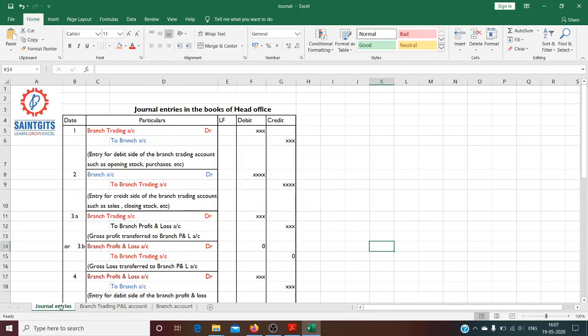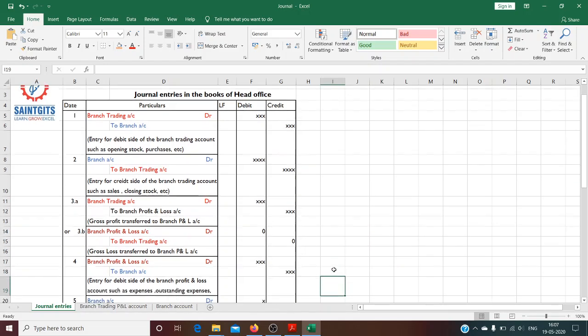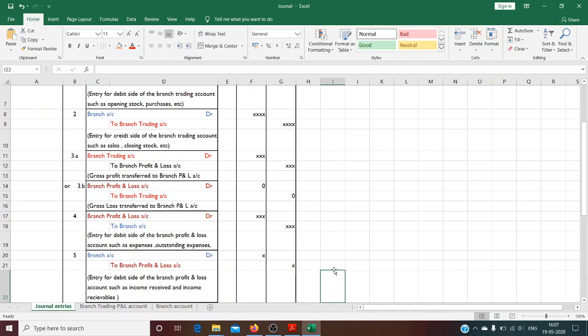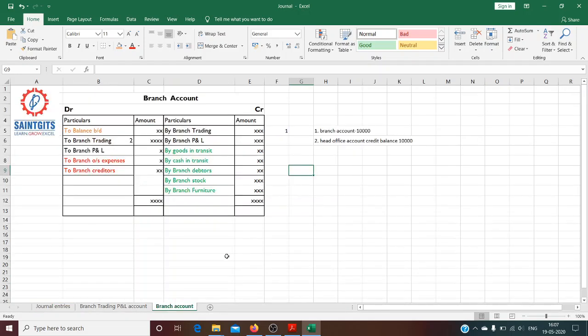Now we'll consider the fourth entry, branch profit and loss account debtor to branch account. Now you can see the narration also: entry for debit side of the branch profit and loss account and accounts such as expenses, outstanding expenses, etc. Now the same should be posted to branch account, branch P and L.